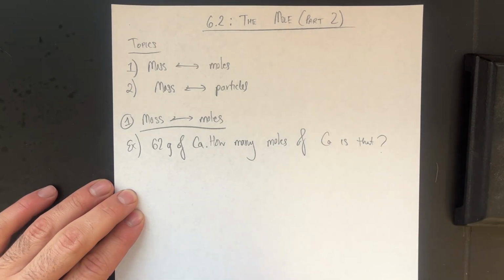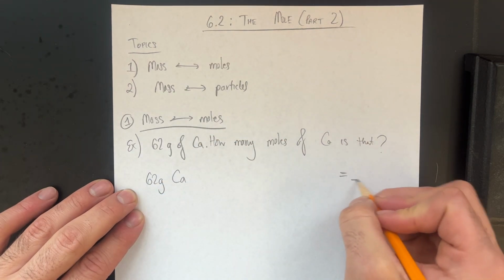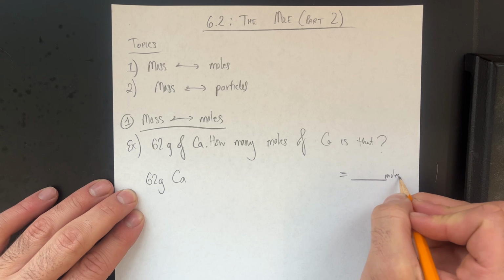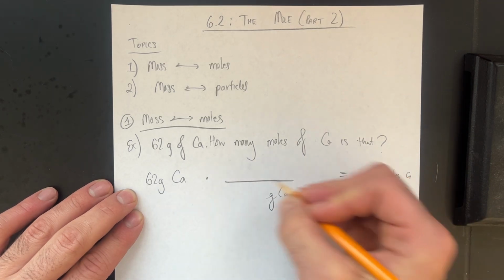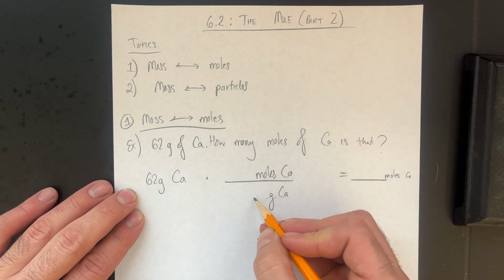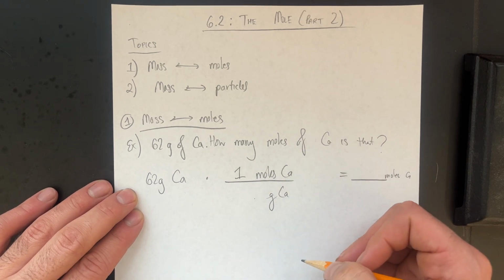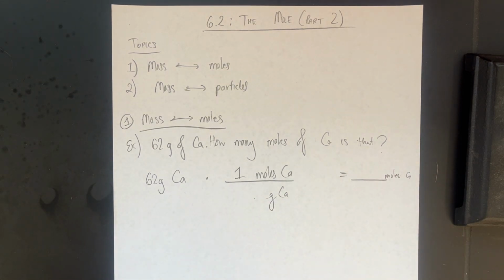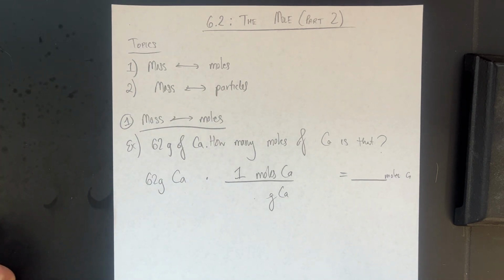This problem requires you to think through: okay, I have 62 grams of calcium. How many moles of calcium is that? What you would need is some number that relates grams of calcium to moles of calcium. That tells you how many grams of calcium are in 1 mole of calcium. Now, what number is that? That's by definition the molar mass, which I covered at the end of 6.1 with you guys.